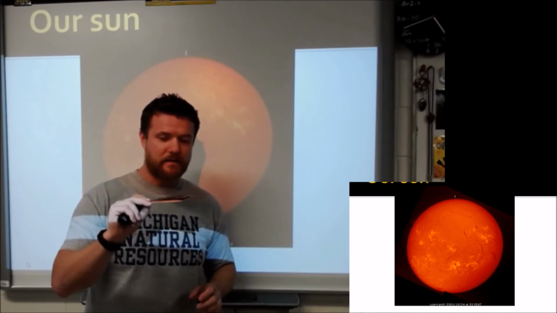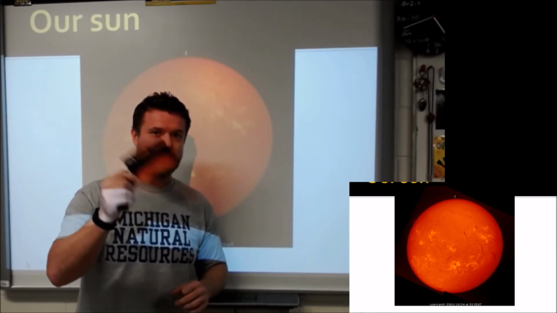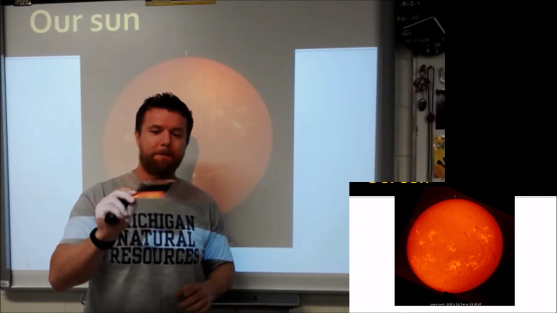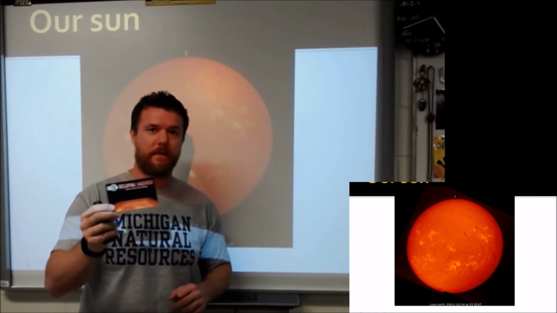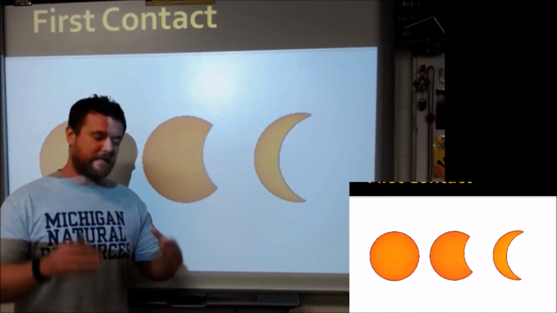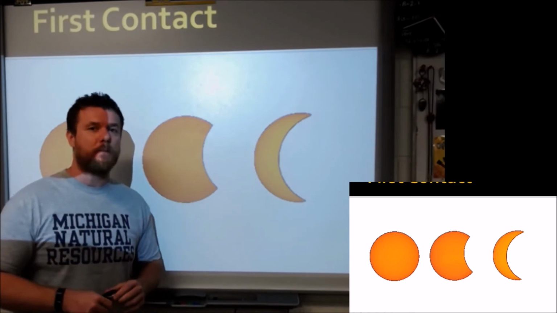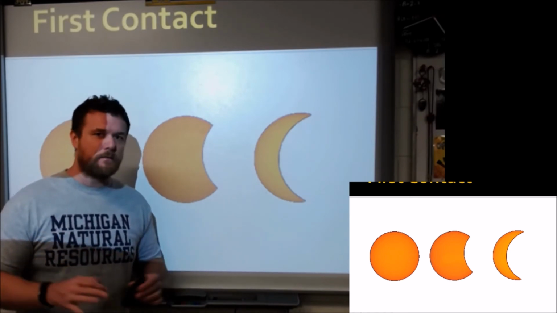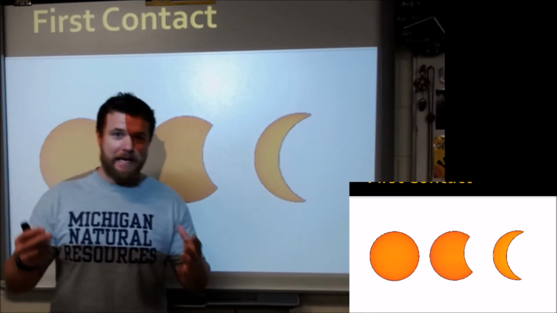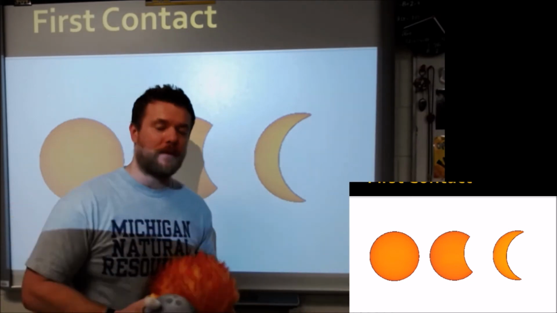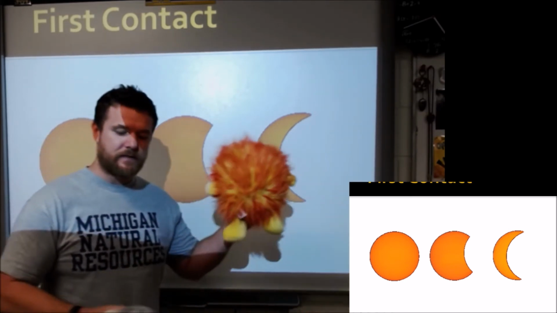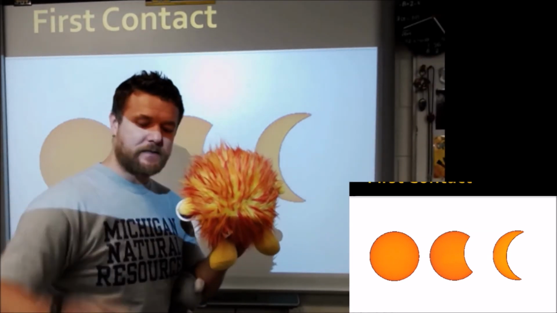If you were all in class, I'd hand you each one of these. We'd go outside and we'd look at the sun. But we don't have that option right now. First contact is the very first moment that any part of the moon starts to cover any part of the sun. You guys are now on planet Earth. You're looking at the sun with some special glasses.